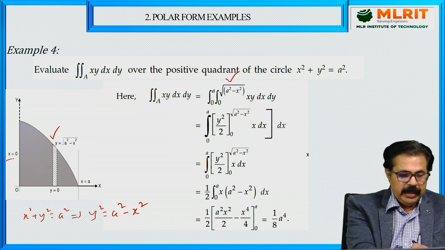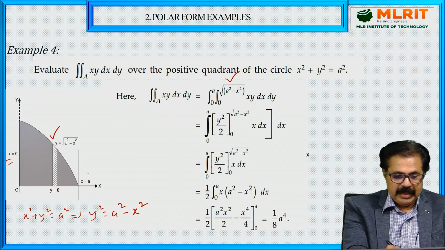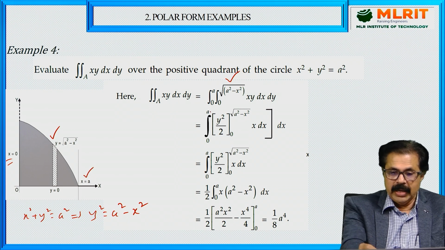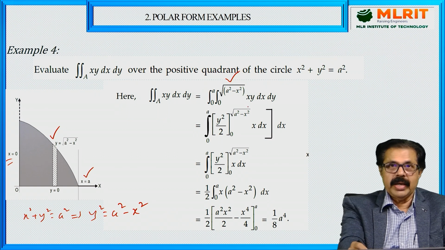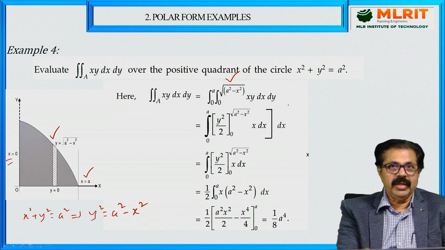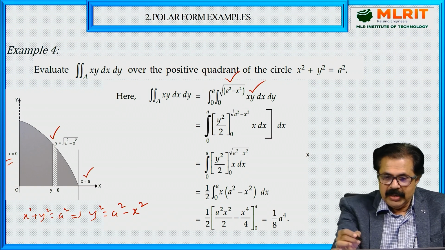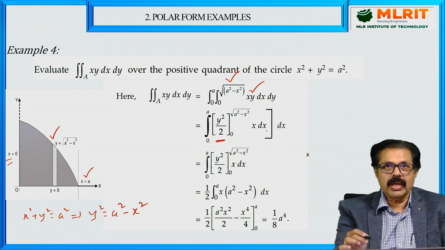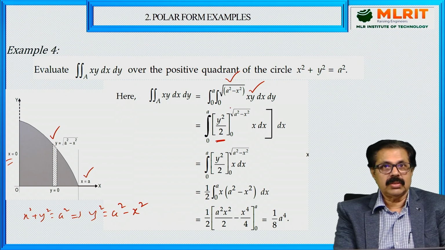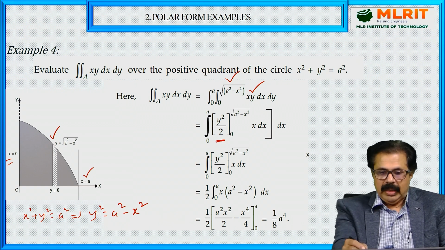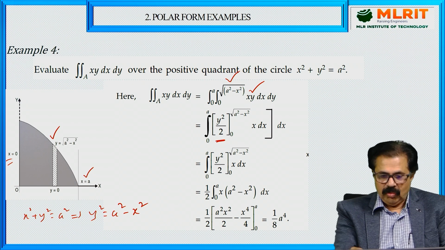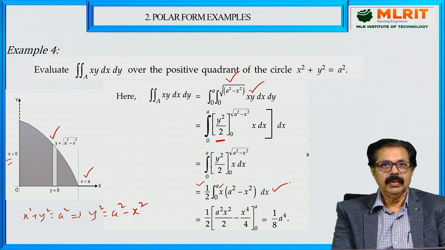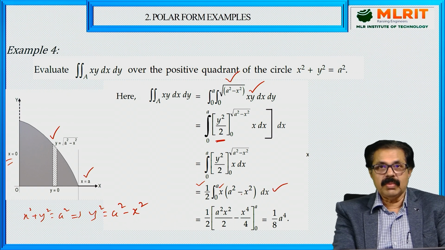So y goes from 0 to under root a square minus x square. Now x equal to 0 is the leftmost limit and the rightmost limit is x equal to a, so x goes from 0 to a. The integrand is xy dx dy. First you have to integrate with respect to y. The y integration gives y square by 2, keep x outside and put the limits 0 to under root a square minus x square. Now put the limits. The square and the root get cancelled. 1 by 2 will be out, x is here, and this becomes a square minus x square dx. So it is simply x into a square minus x square dx.